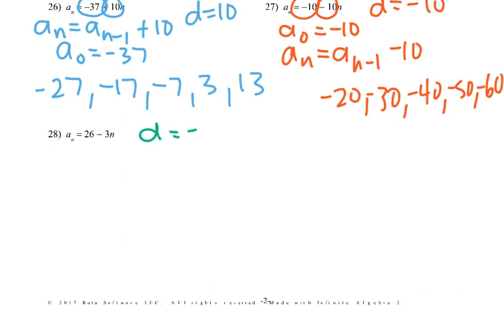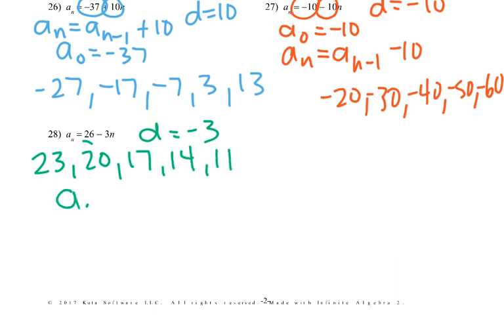So the last one, common difference would be a negative 3 here because we're subtracting 3. I would start at 26, but that would be my a sub 0, so if I'm just doing my list, I would subtract 3 and start at 23, then 20, then 17, 14, and 11. For my recursive formula, a sub 0 equals 26, then a sub n equals a sub n minus 1 minus 3. Alright guys, there we go with that.